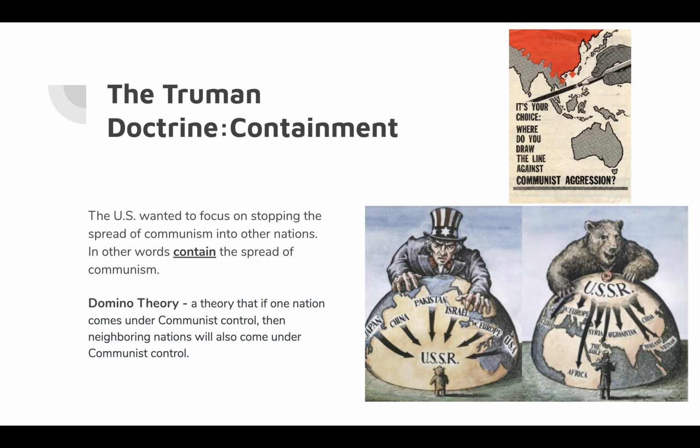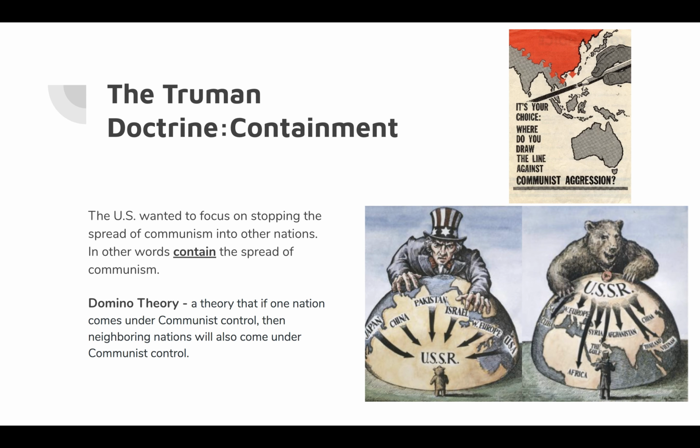So now, what's the deal between communism and capitalism, right? President Harry S. Truman, who's the president of the U.S. at the end of World War II, has this policy of containment, which simply means the U.S. wants to stop the spread of communism to other nations. In other words, contain communism.